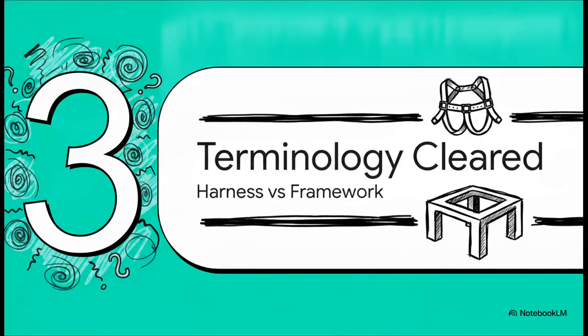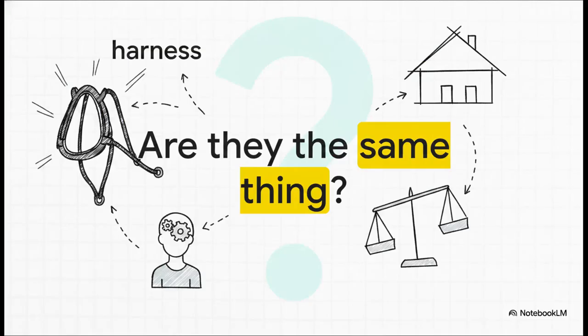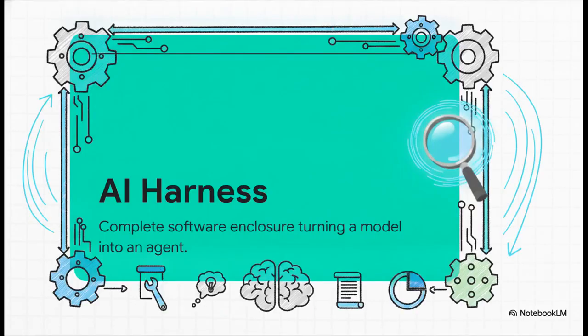Section 3. Clearing up the terminology. Okay, the industry is just swimming in confusing jargon right now. You've probably heard a million different terms and asked yourself, are they all just the same thing? Like, is an AI harness the exact same thing as an agent harness, or an agent framework, or a scaffold, or an evaluation harness? Let's answer that directly. Yes, an AI harness and an agent harness are the exact same thing.